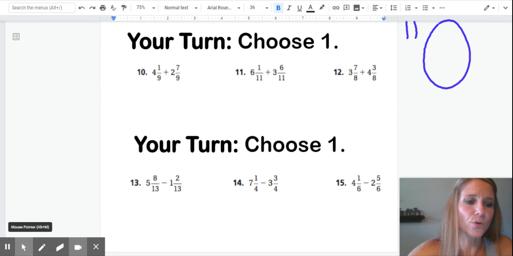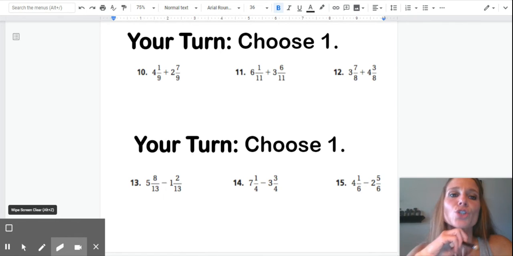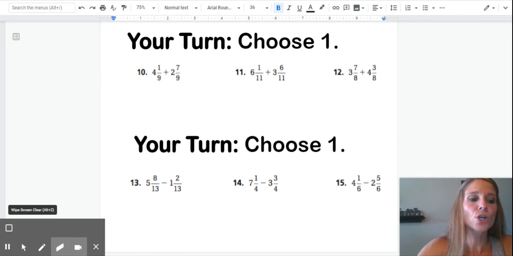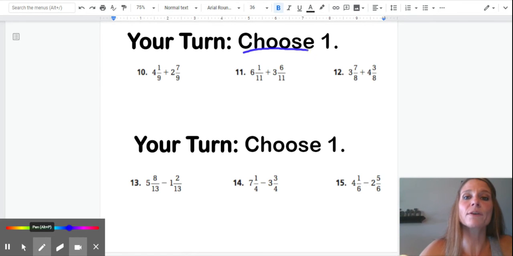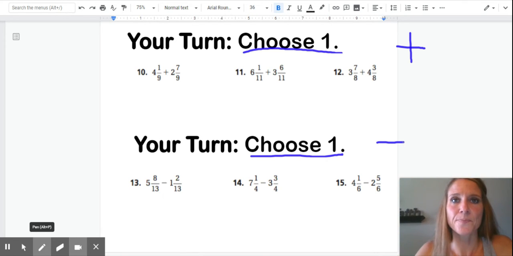For the your turn questions here, I would like you to pick one of each kind. The top half is all addition with mixed numbers, and the bottom 3 problems are all subtraction with mixed numbers. So I would like you to choose one from the top with addition and one from the bottom with subtraction. If you're working from home, you're going to pause this video while you work out one from each section.